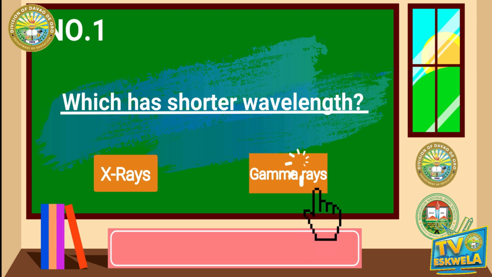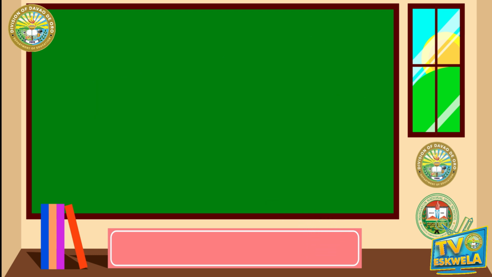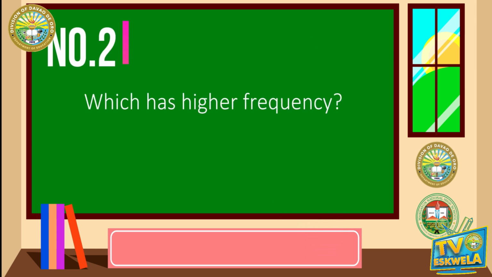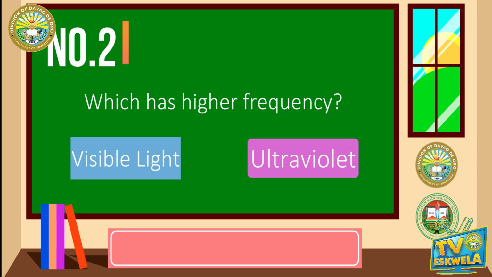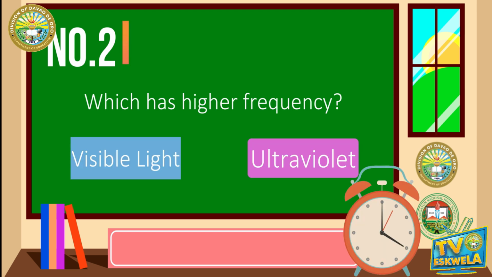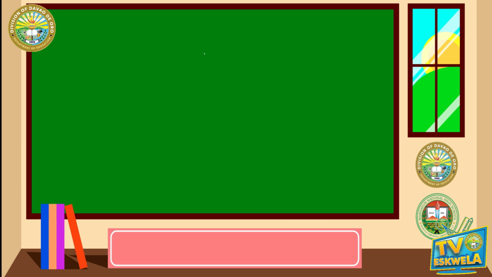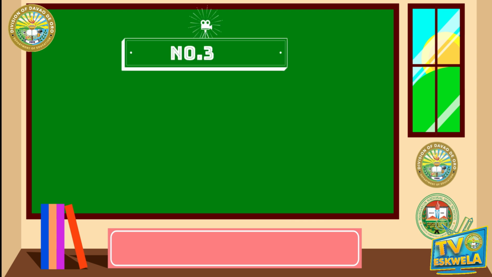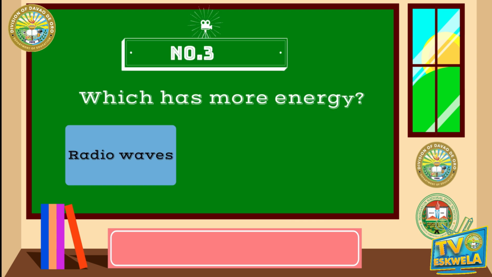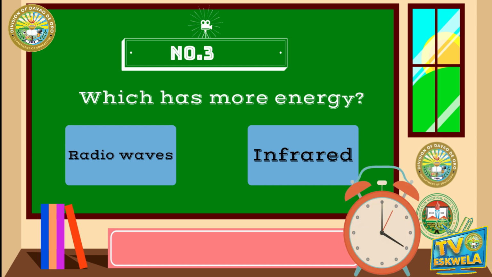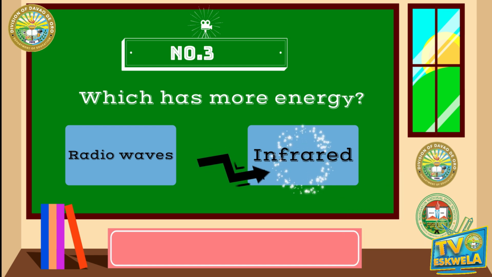Correct, gamma rays. Number 2. Which has higher frequency? Correct, ultraviolet. Number 3. Which has more energy? Correct, infrared.